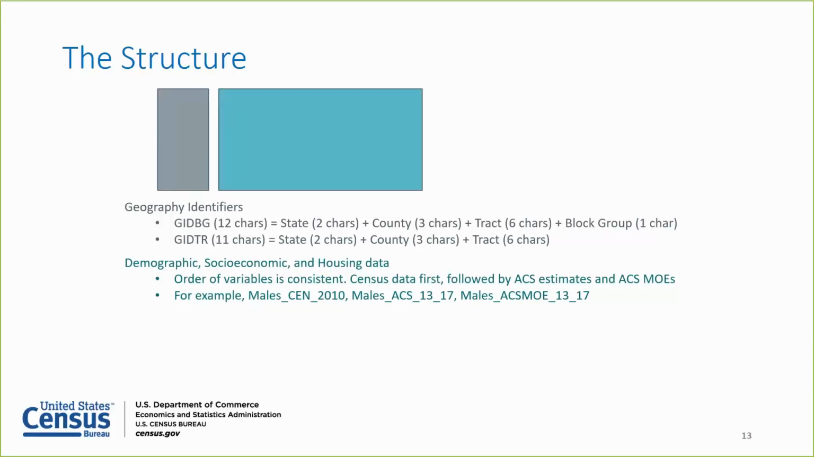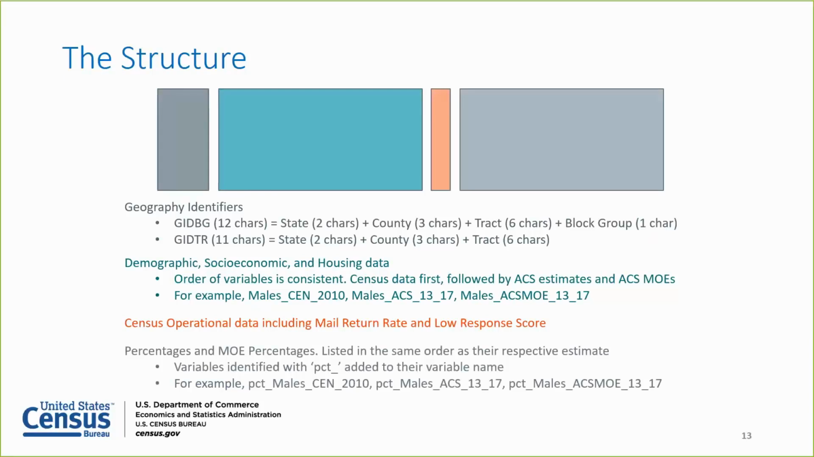We put the census estimate for that geography first, followed by the ACS estimate and the ACS margin of error, which is very important to pay attention to when you're working with point estimates. So for example, you would see males, census 2010, that would be the count of males for that tract or block group, followed by the point estimate from the latest ACS data, followed by the margin of error around that point estimate for ACS.